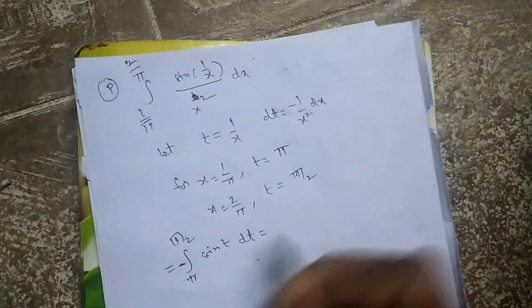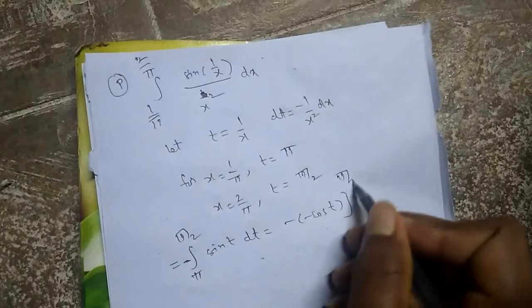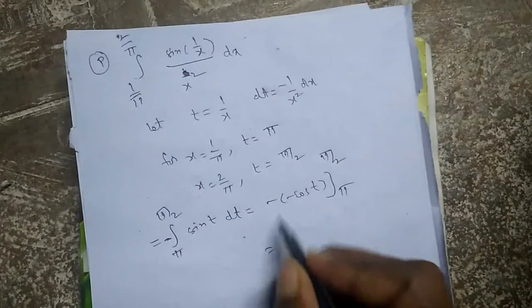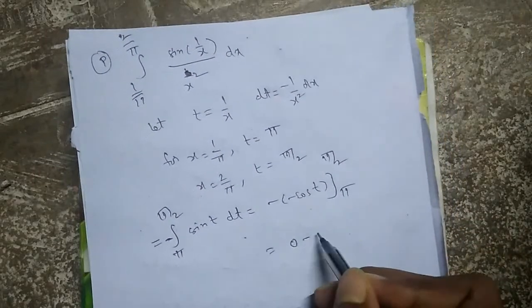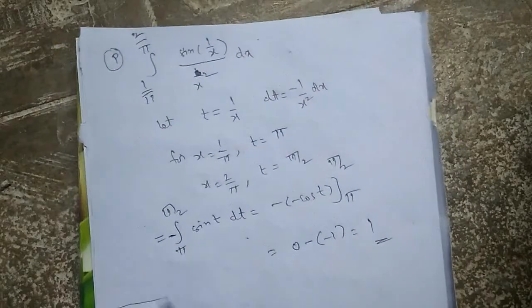The integral of sin t is minus cos t. Minus of minus cos t, with limits pi by 2 to pi. Minus into minus plus. Cos 90 is 0, cos pi is minus 1, so that is equal to plus 1, which is the final answer.